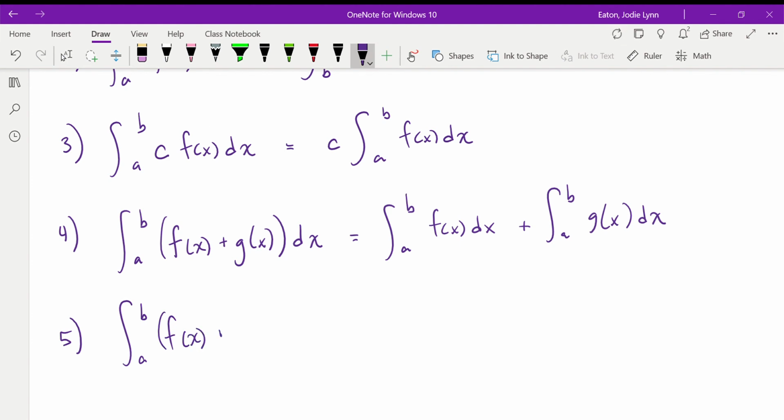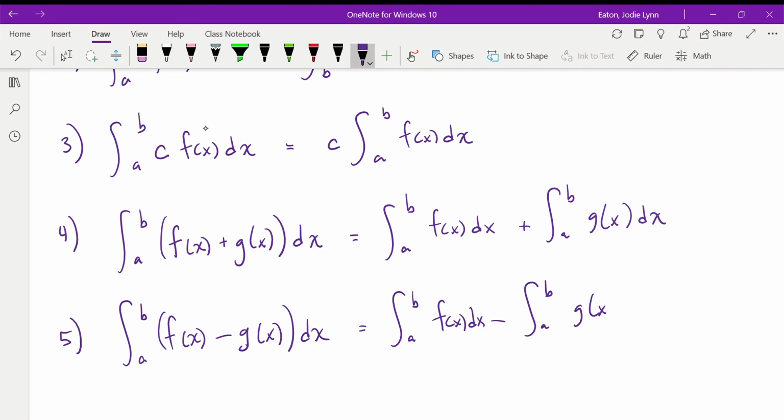And the same goes for subtraction, because subtraction is just multiplication by a negative and a sum. So the integral from a to b of f of x minus g of x dx is equal to the integral from a to b of f of x minus the integral from a to b of g of x. Whoops, forgot my dx.